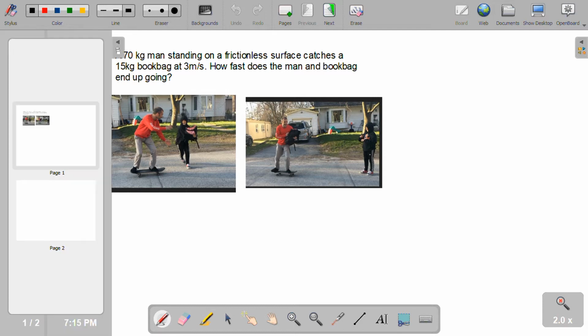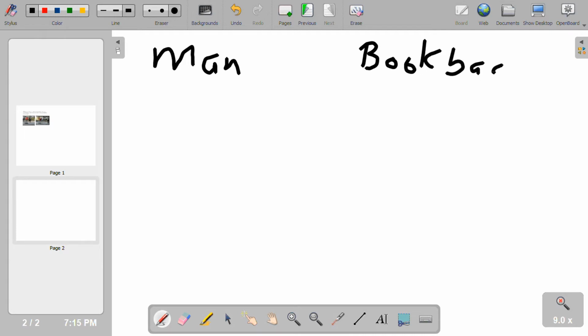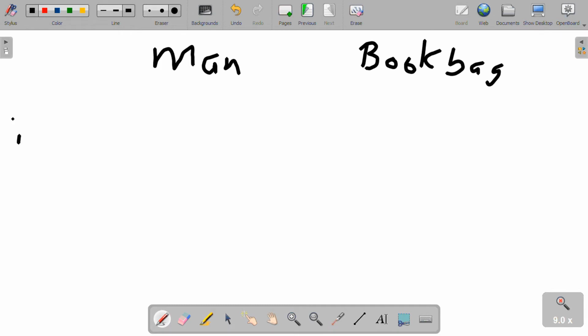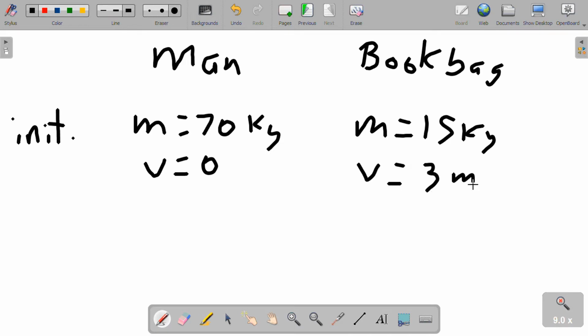So we're going to look initially at the man and the book bag. Initially, the man has a mass of 70 kilograms and a velocity of 0 meters per second. The book bag has a mass of 15 kilograms and a velocity, let's call that 3 meters per second. Because that's a vector, we've got to give it a direction. We'll call that forward. So the book bag has a mass of 15 kilograms and is going 3 meters per second forward. And the man has a mass of 70 kilograms and an initial velocity of 0.